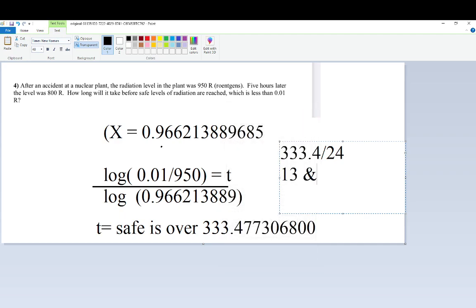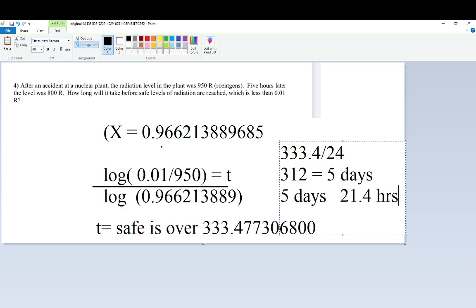13 days times 24 is the same as 10 times 24, which is 240, plus 3 times 24, which is 72. So we're talking 72. So 5 days is 312. 312 hours is 5 days. So if I subtract the 312 from that 333, I'm left with 21.4 hours. So it takes 5 days and 21.4 hours to become safe. It takes over that to become safe.